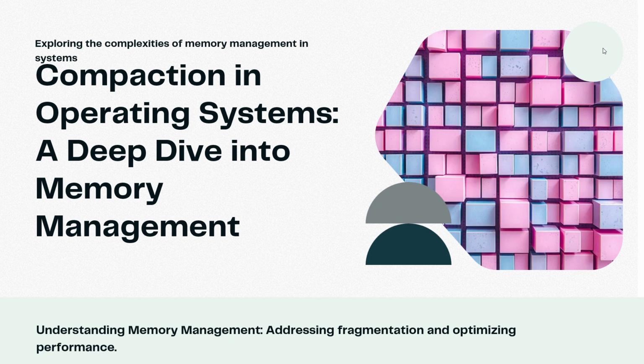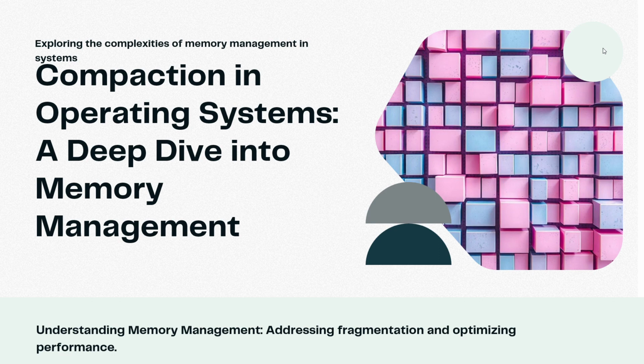Hi everyone, welcome to this presentation on one of the key memory management techniques in operating systems, that is compaction. This method plays a crucial role in optimizing memory usage and reducing fragmentation. In this video, we will understand what compaction is, why it's important, how it works and when it's used.